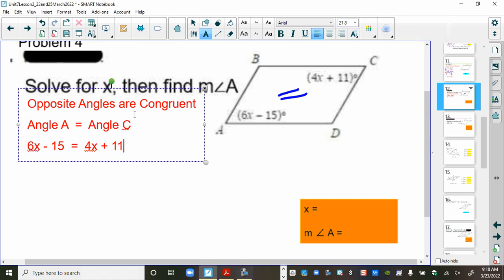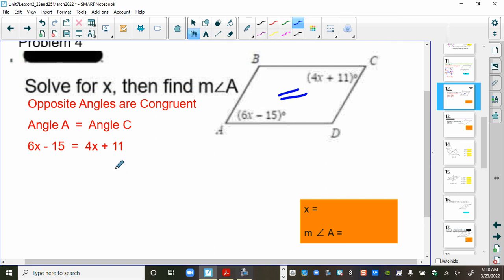Okay, who could tell us what was our value of x? Anybody? Who got the value of x? And then the measure of angle A, you got to plug in 13. Well, even though it looks like that M LA, it's measure of angle A.